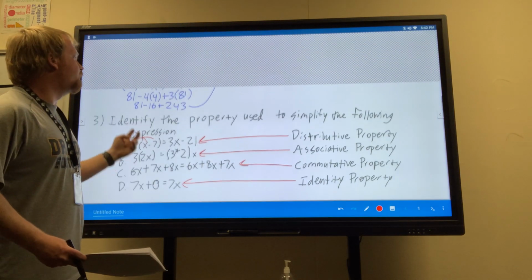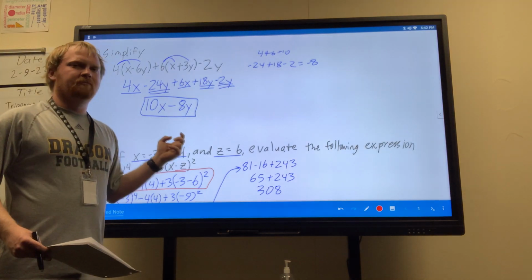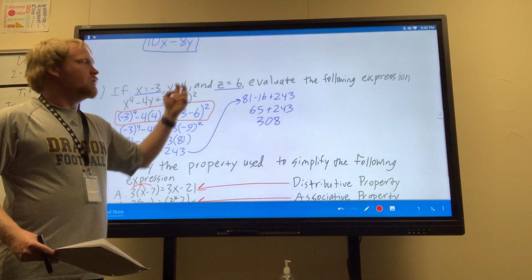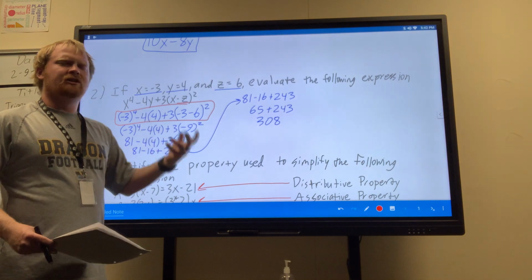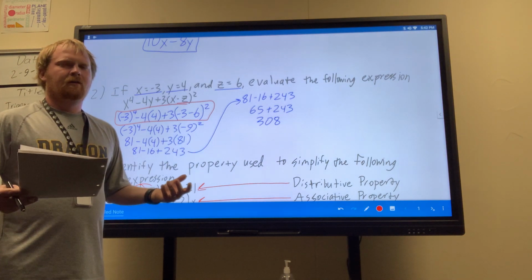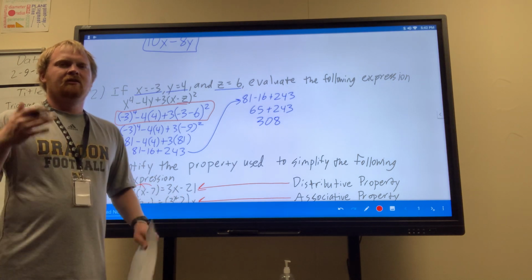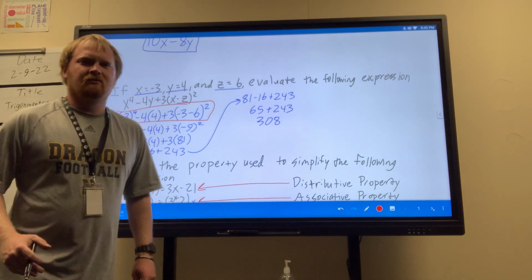So these are the different properties we've been working on. Obviously on the first one, we did the distributive property. We evaluated the expression and did order of operations. So hopefully you guys get a better understanding of this. Good luck. Go ahead and get started on that worksheet. Take care.